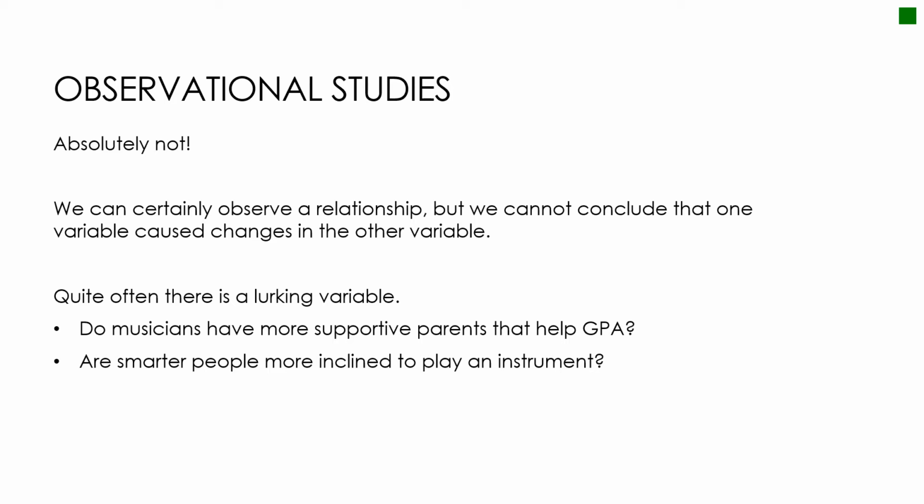Quite often there's something called a lurking variable. A lurking variable is a variable that is not being studied that affects each of the other variables, such as, do musicians have more supportive parents that help GPA? Or are smarter people just more inclined on average to play an instrument?